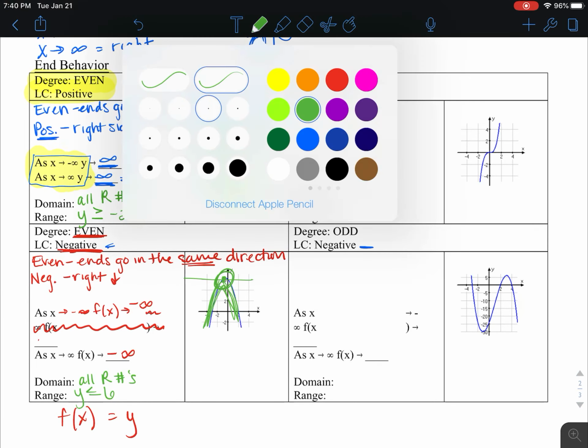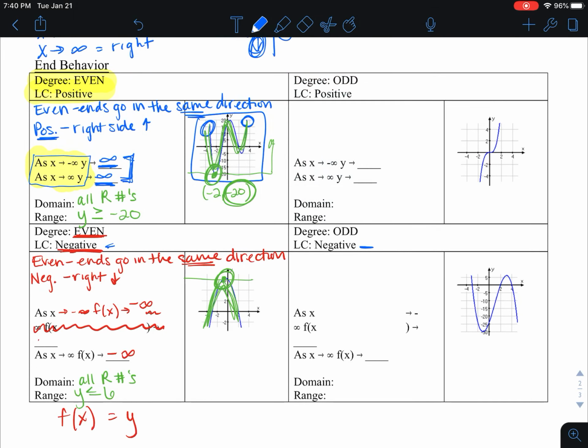All right, so let's look at odds now. If we have an odd degree, so 1, 3, 5, 7, 9, and so on, the ends go in opposite directions. So opposite, odd, opposite, even, same. Okay? And then if it's positive, again, same thing. That means the right side goes up. So again, leading coefficient tells us what the right-hand side of the graph is doing.